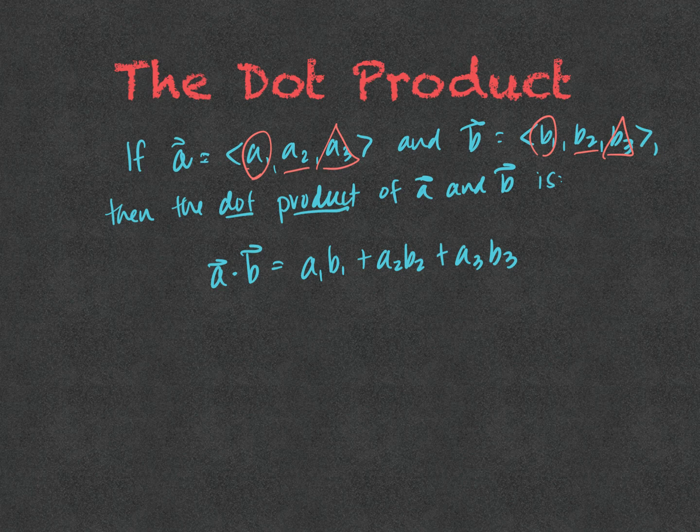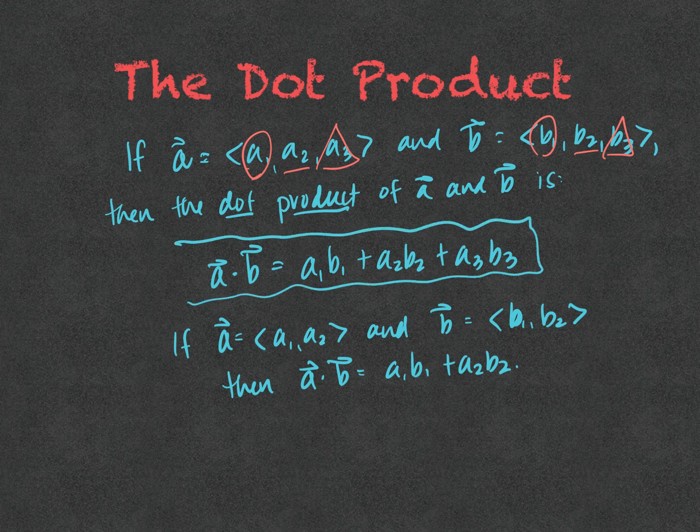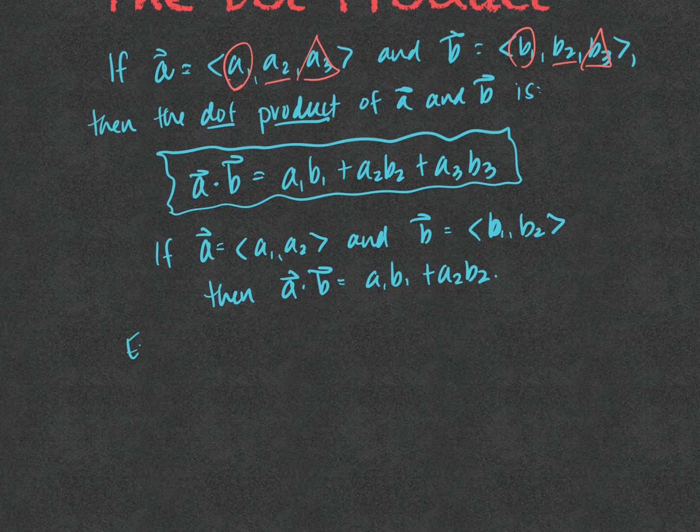It's very similar if A equals A1, A2, and vector B is B1, B2, then vector A dot vector B is A1 B1 plus A2 B2. A lot of what we do, we write in three space because that's where we're going to use it the most, but it works in two space as well. So this gives you your dot product. It's very easy to see. Let's leave it on the screen and look at an example.